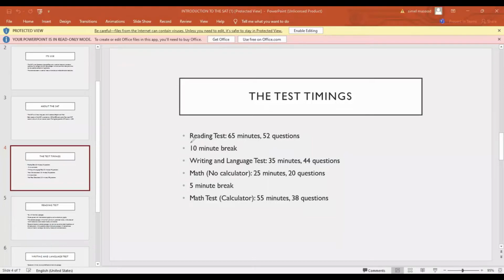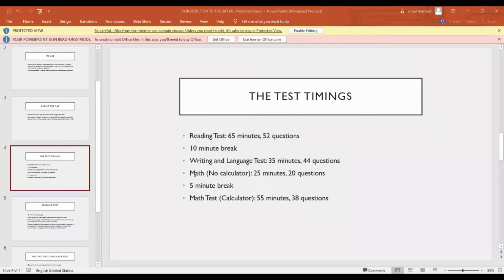After that, you have a 10-minute break. In the center, when you'll be giving your SAT, you can even have snacks, you can visit the washroom, and you can just take a 10-minute breather. After that, we have the writing and language test, which is 35 minutes, and it has 44 questions. It's quite easy. It's about grammar rules and word choice answers.